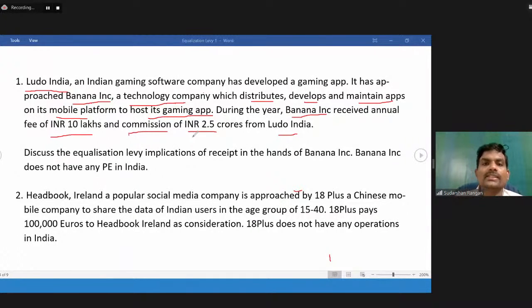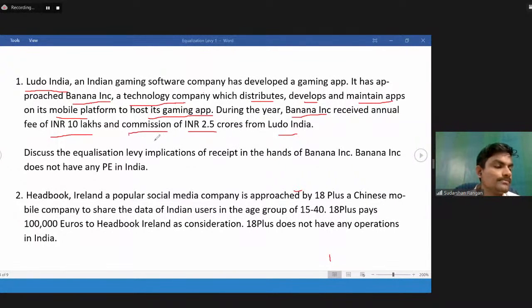Similarly, Google also gets some commission on the app downloads because they are saying, I'm giving you a place to sell your product, so I need my commission. So this is how it normally happens. Ludo India has a gaming app. That gaming app is being distributed or showcased on the iOS platform, or Banana Inc.'s platform here, for which Banana Inc. charges 10 lakhs every year as hosting fees, and then commission for any app.